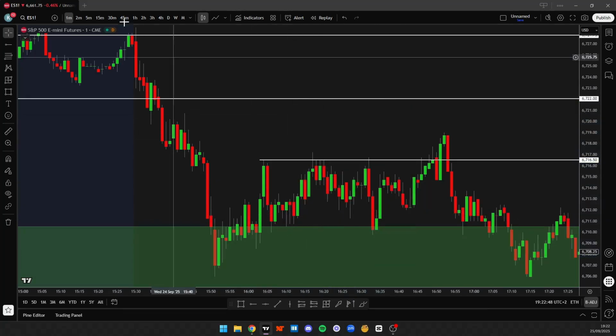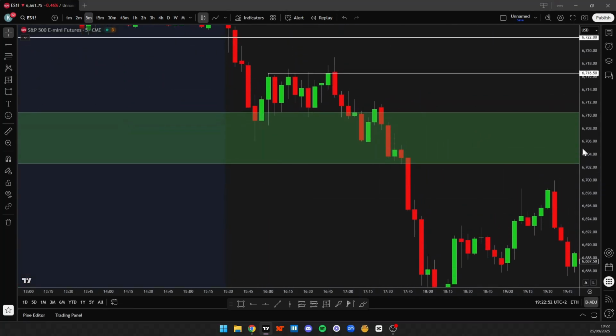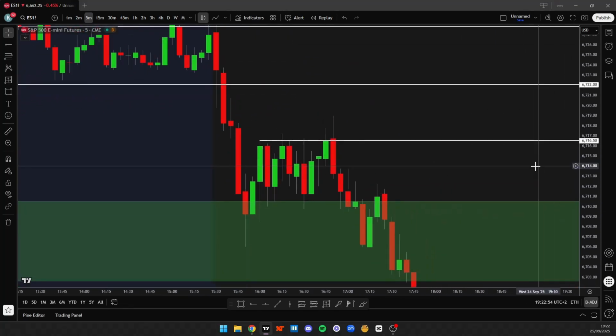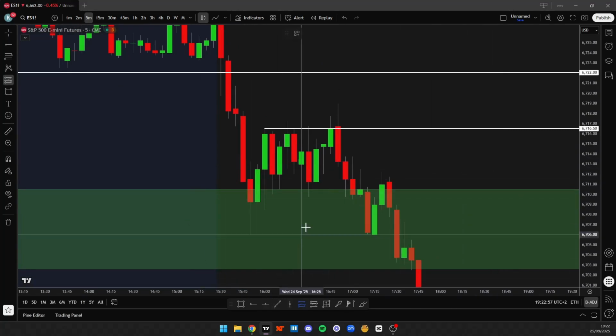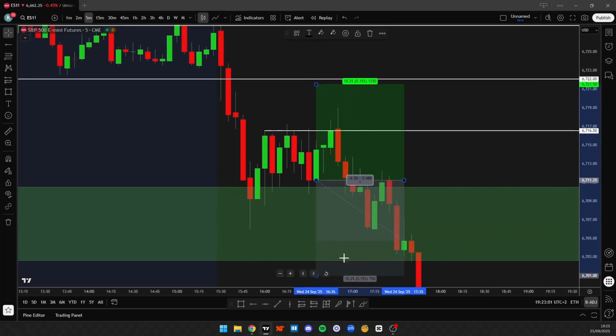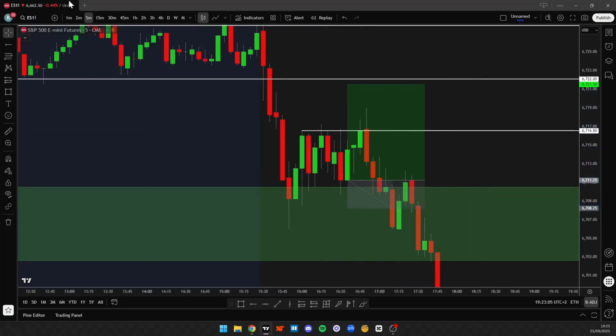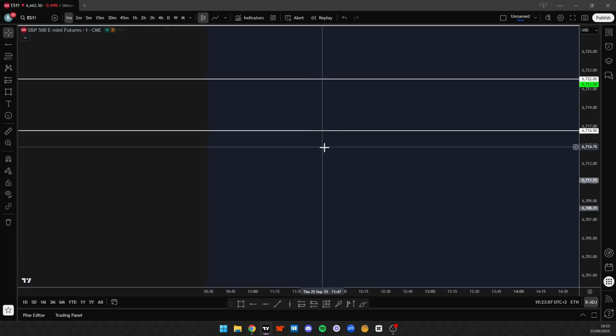So I didn't enter here exactly. I will show you my exact entry. I entered a little bit later, in this area right here, in this candle. This is where I entered, and my stop loss was 3 points. Okay, so let's go to the M1 time frame.